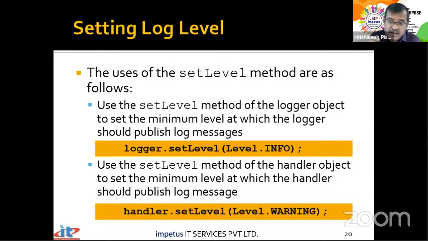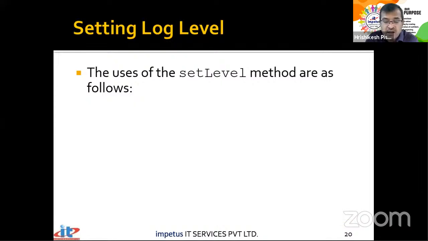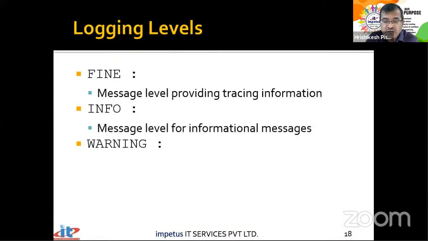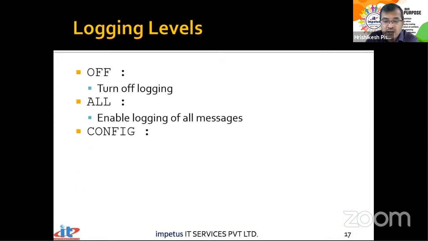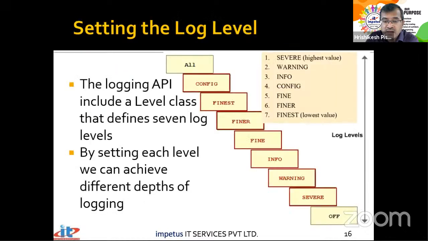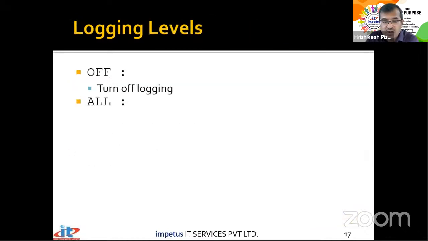So if I set the level for the logger as info and the level for the handler as warning, that means the logger can log more messages, it can receive more messages. What all levels do we have after info? Let's check quickly. After info, we have warning and severe. All those levels are there.